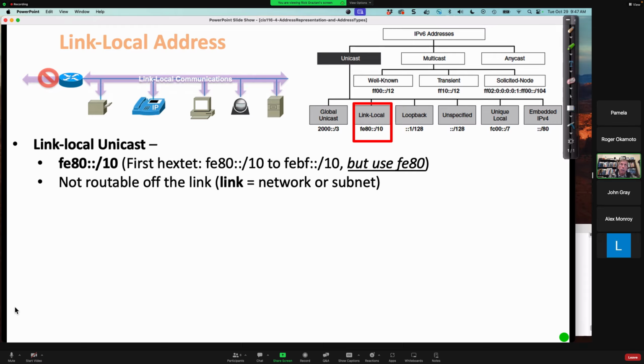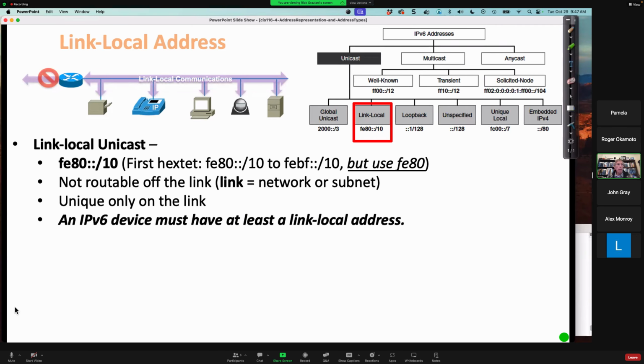It's used especially with routers, but also with your computer. We'll see the beauty of this. In fact, we'll talk about it right now. A link local address is not routable off the link. It's only good between you and your router. For IPv6, I'm not sure why, but it's nice. If a device is IPv6 enabled, what it must have is a link local address. It doesn't have to have a global unicast address, but it must have a link local address.